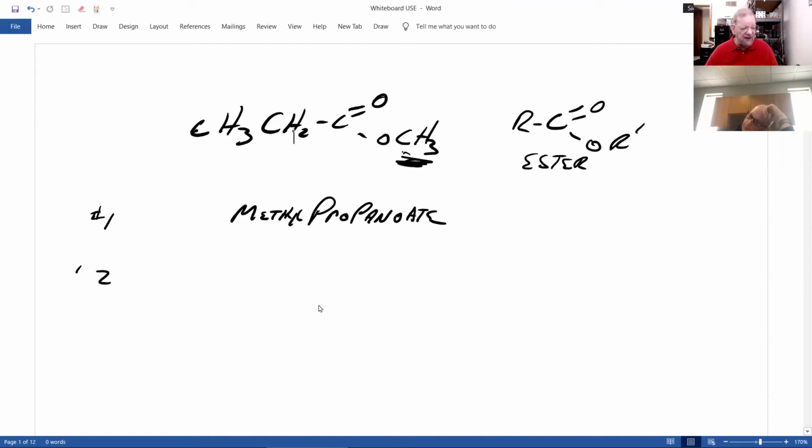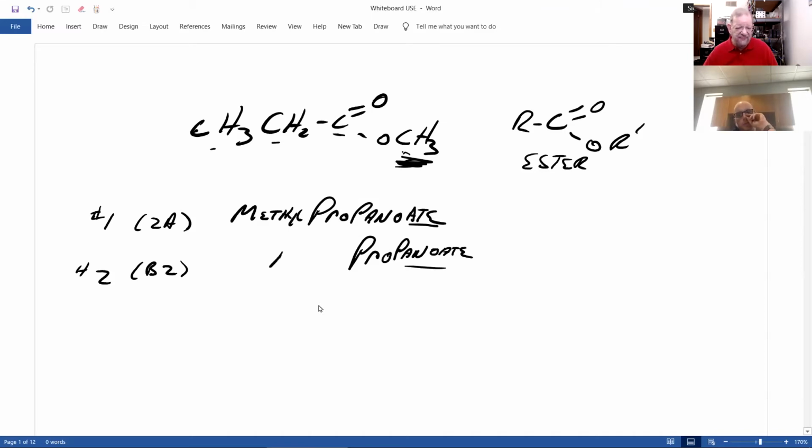Now the student's method, and this uses 2A, and this uses B of 2, because if I say 2B, I gotta say 2B or not 2B, that's the question. I don't wanna be too obnoxious today. So how does the student's work? What's the longest chain with the carbonyl carbon? 3, and that's propane. And now for his method, instead of adding ATE, you add OATE, propanoate. You get the same thing. What's R prime? Methyl.